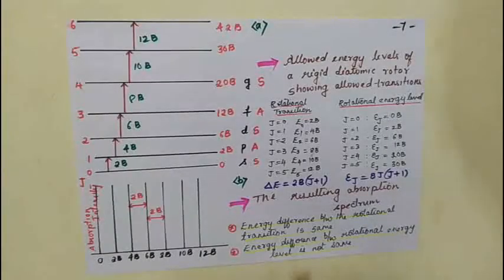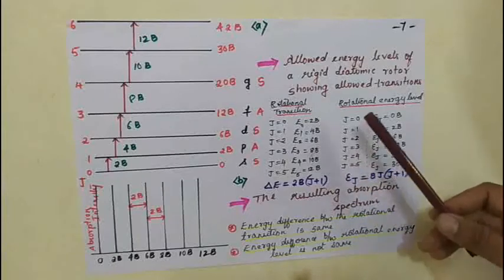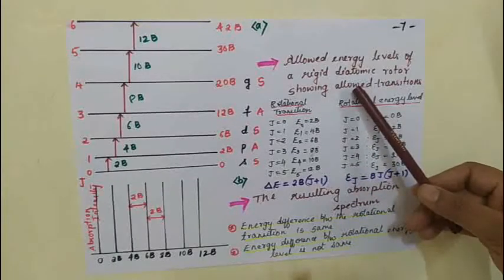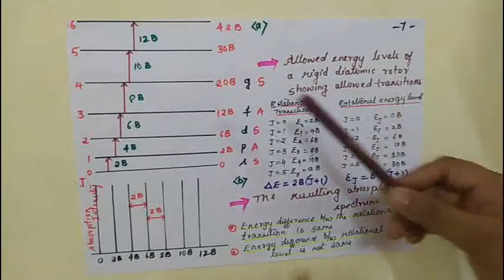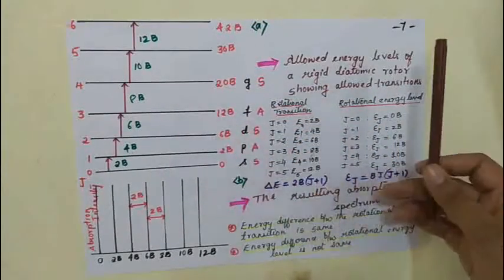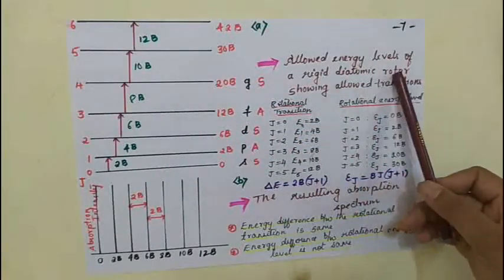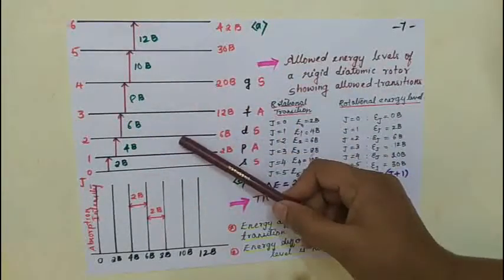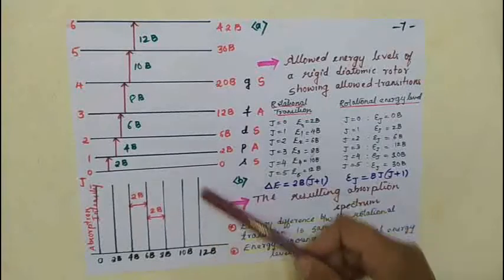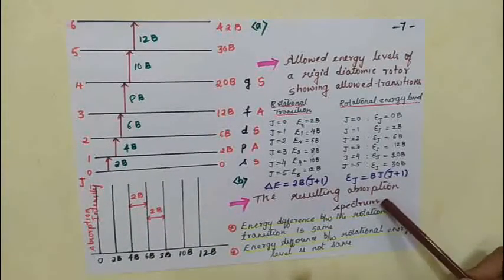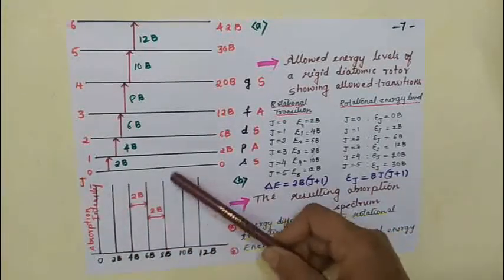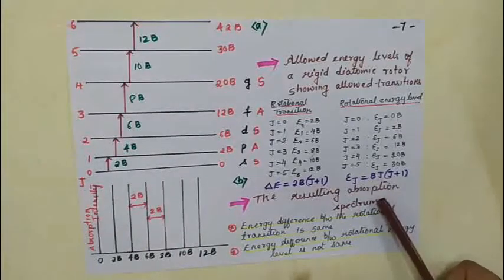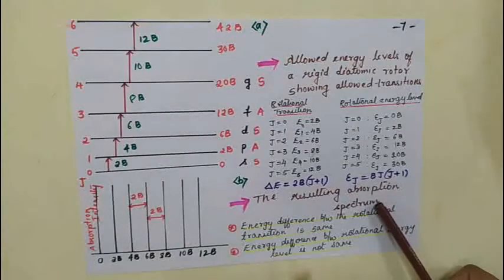Now we have derived an expression for the rotational energy level for a rigid diatomic rotor. These are the allowed energy levels for a rigid diatomic rotor, showing the allowed transitions. The diagram below will explain the resulting absorption spectrum. Spectrum is the singular form, and spectra is the plural form.